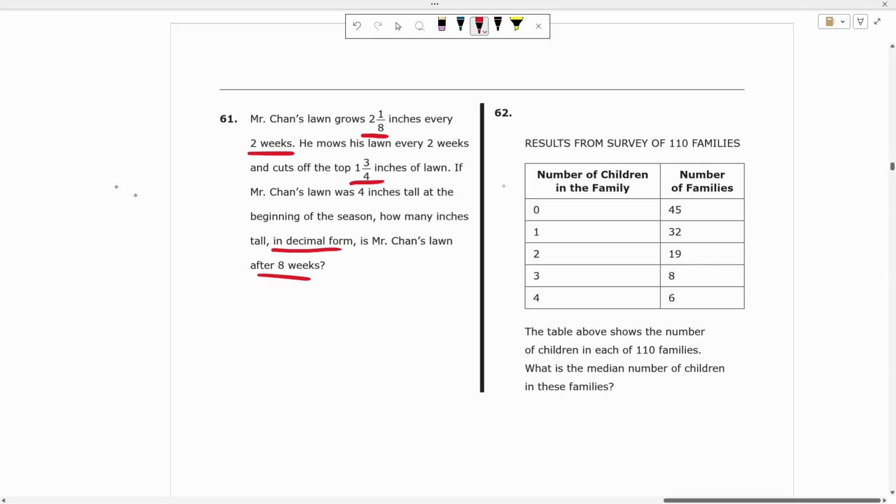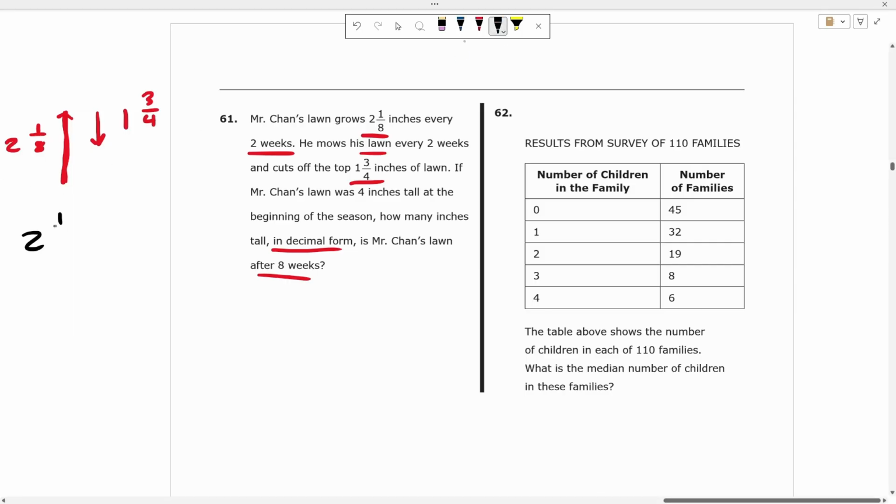So he has this plot of grass that he cuts every 2 weeks. We know that how much it grows or how much it goes up by is 2 1/8 inches. And we also know that he mows it, or he cuts it, every 2 weeks, and he decreases it by 1 3/4 inches. So notice how we're growing more than we're shrinking, which means that the lawn is still going to go upwards. But it's not going to be growing by that 2 1/8.